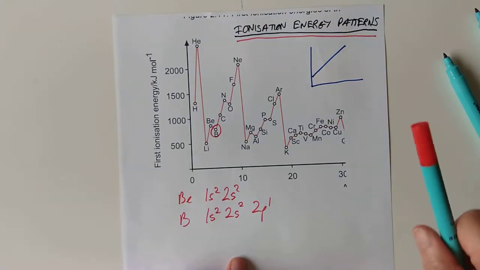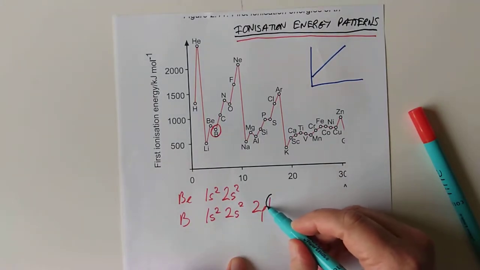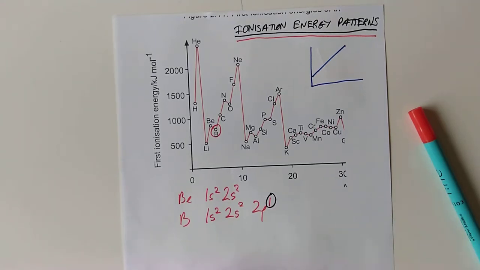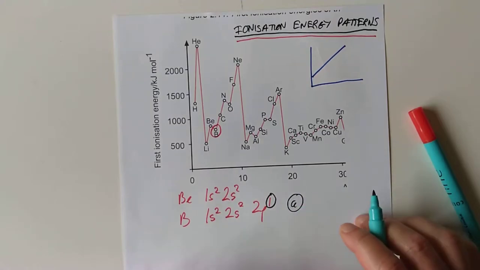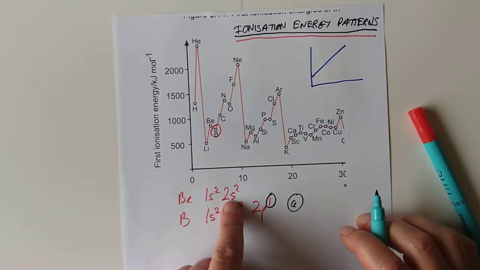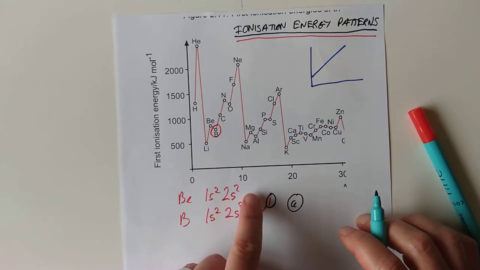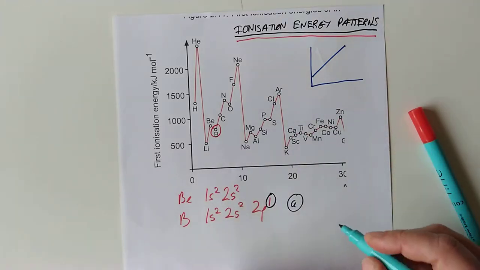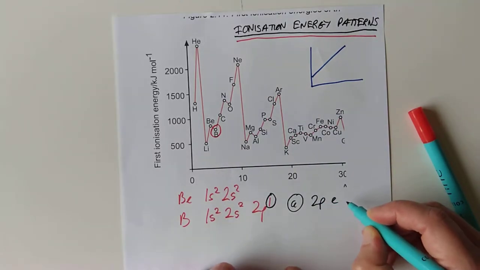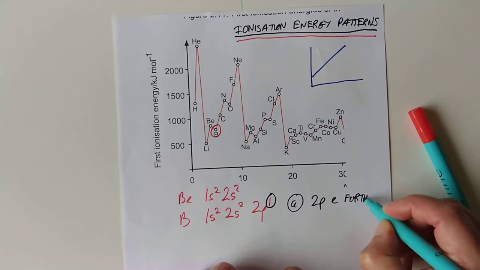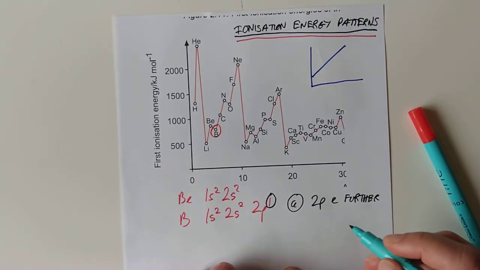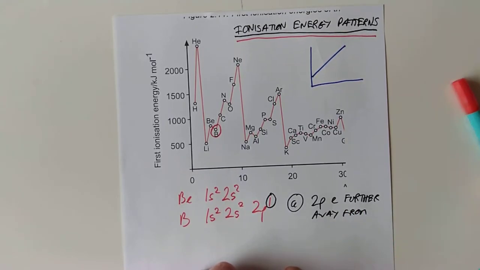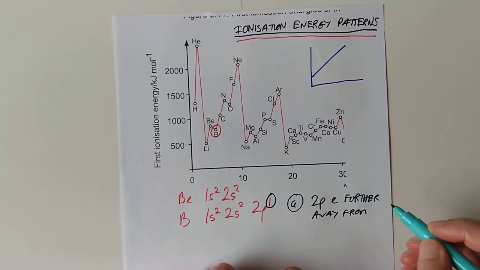Now, this would imply that this electron here is easier to remove than you might expect. And there are two reasons for this. Reason A, you have now moved from the 2s shell up to the 2p shell, which is physically a higher energy level, which means they're slightly further away. So 2p electrons are further away from the nucleus, which of course makes them easier to pluck off. I'm tempted to make a joke there, but I will not. 2p electrons are further away from the nucleus.